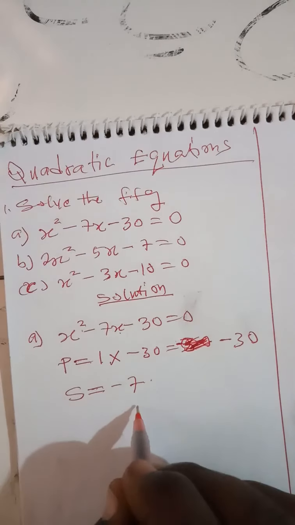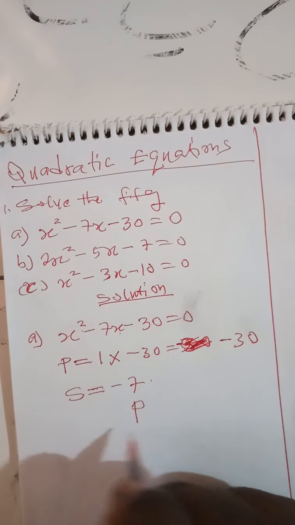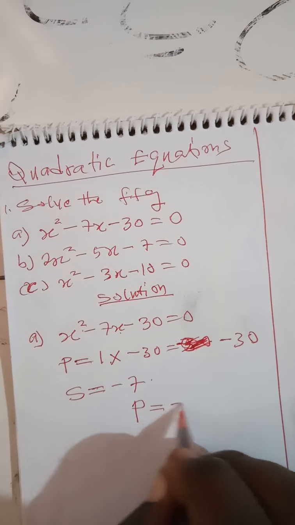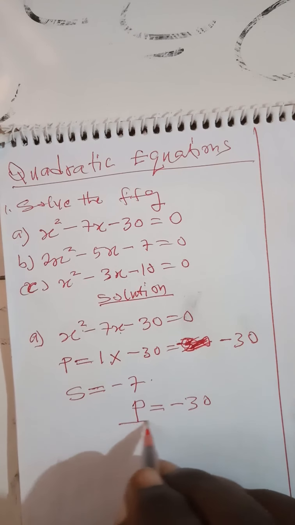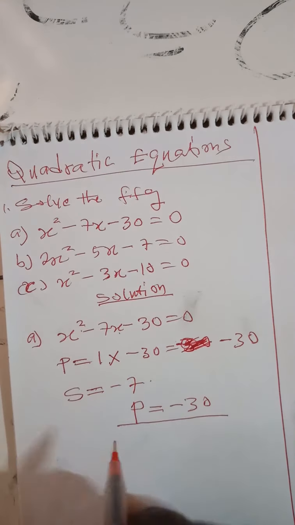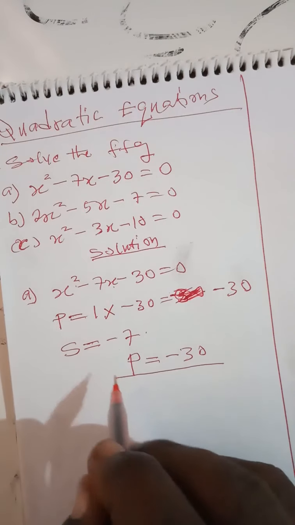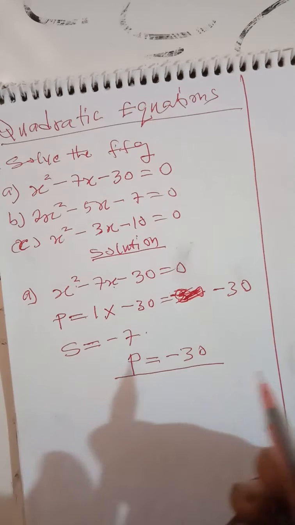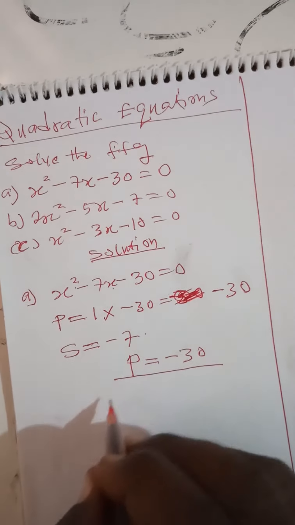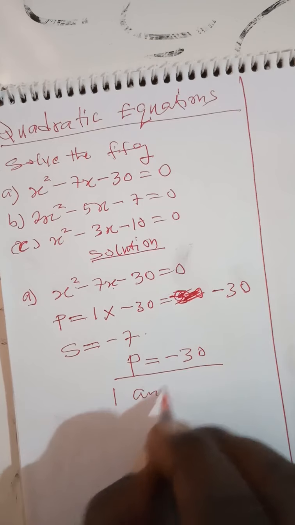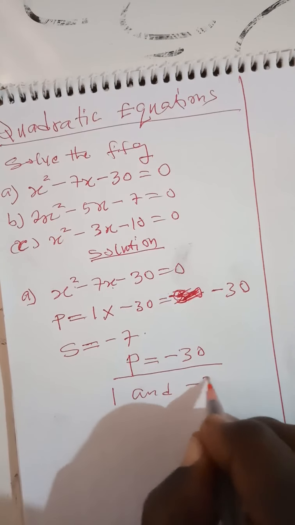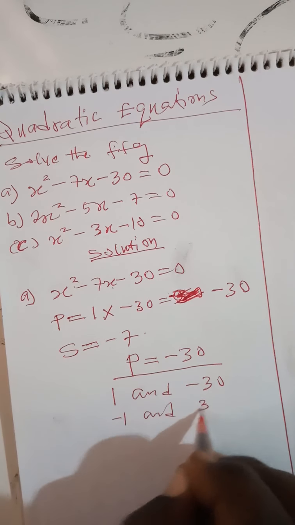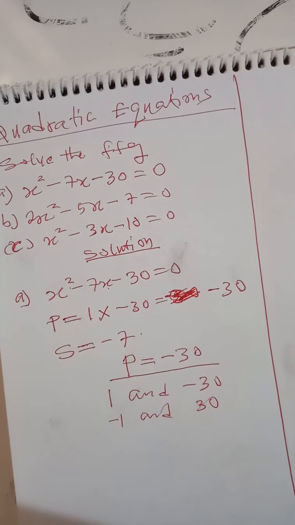The next thing is to get my possibilities. My possibilities are drawn from the product, okay? The product is minus 30. So I'll get my possibilities now. I start with the first term. The first number is 1. I'll use 1 first. All the factors of 30 will be used here. So I'll have 1 and what will give me minus 30? 1 and minus 30. I can switch again to give me minus 1 and 30. Both will give me minus 30.